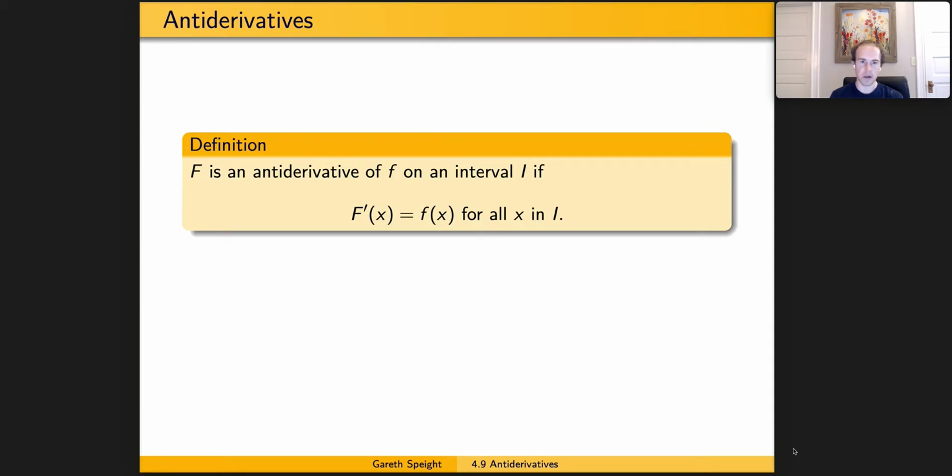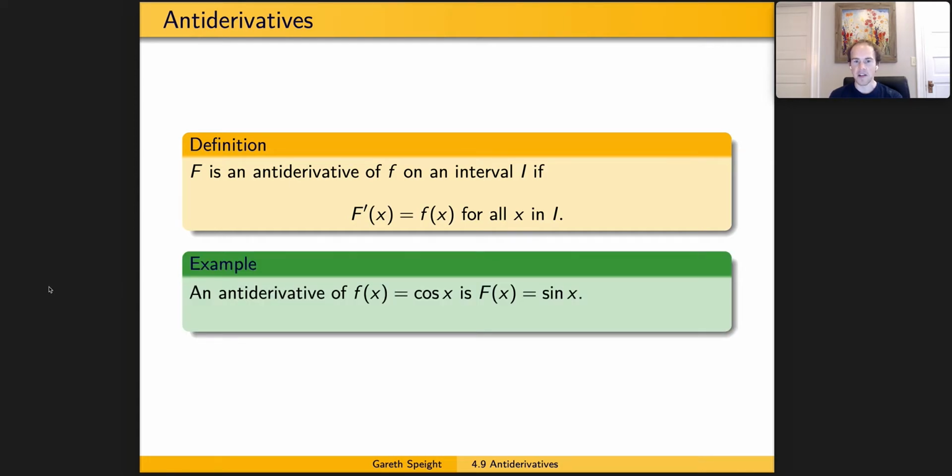So let's look at this. Here is pretty much what we just said. Capital F is an antiderivative of little f if the derivative of capital F is equal to little f. It looks kind of confusing, but all it means is if I start with little f and I want to find an antiderivative, then I have to look for some other function whose derivative is little f. So rather than taking a derivative, we're looking for something whose derivative is the thing we're starting with.